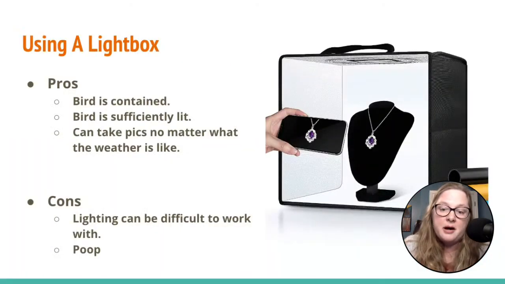All right. So, what is a light box? A light box is, as you can see in the picture, a box with some lights in it and reflective material. It lights up your subject. Pros is that your bird is contained, it's lit well, and you can take pictures no matter what time it is or what the weather is like. So, if I wanted to take pictures of my bird on that retaining wall, well, it's dark and kind of rainy and cold. Cons is that, like I said, the lighting can be difficult to work with. Maybe someday I'll figure out how to do that, or one of you nice people will send me a message and school me on that.